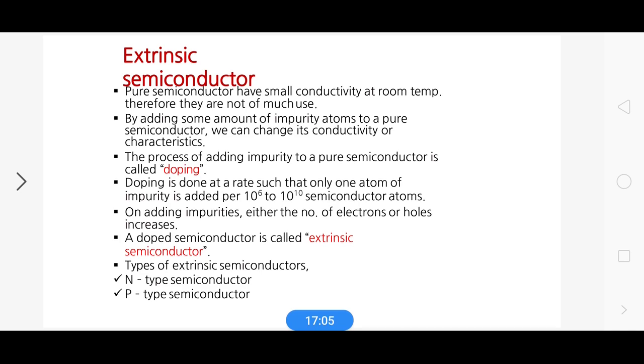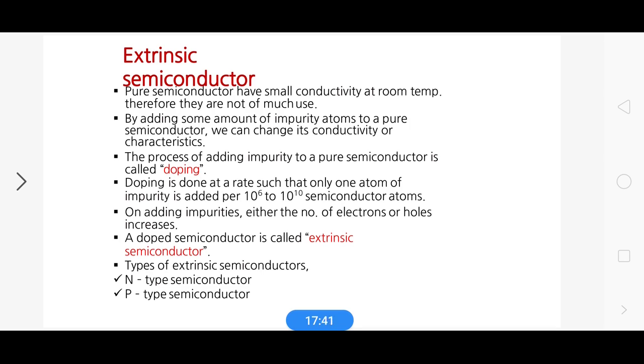This process of adding impurity to the pure semiconductor is called doping. Due to the doping process, the conductivity increases. To use in electronic devices, we use this extrinsic semiconductor, and we increase the conductivity by just adding the impurities, that is, by the doping process.